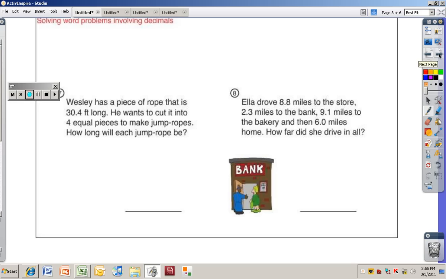All right, now we're going to do some problems that are maybe not involving multiplication, could be. But go ahead and pause the video, do numbers 7 and 8, then turn it back on when you are ready for the solutions. Okay, are we ready? Yes.